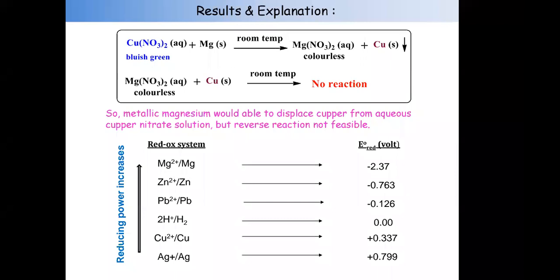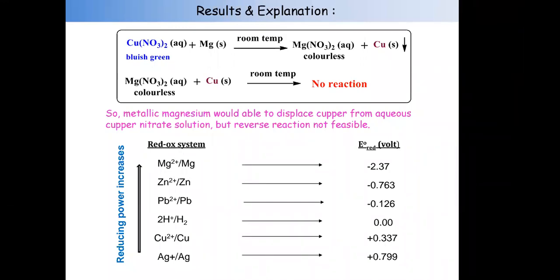And magnesium itself oxidizes to magnesium 2 plus and forms magnesium nitrate. This aqueous magnesium nitrate is colorless. That's why the color has changed totally from bluish green to colorless.